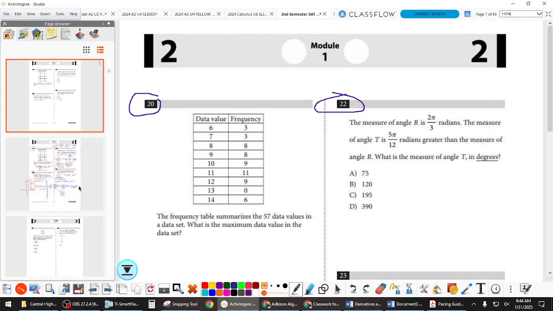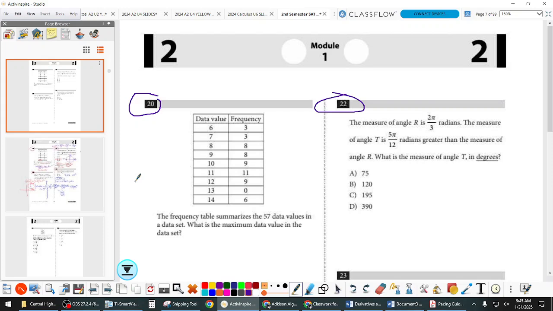Okay, the first one, this is just the list on the left side of the data values, and on the right, frequency means how many times it occurred in the data set. So think about this like maybe ages of some student group, okay? And then this is how many of those students were each age. That's what a frequency table means. So when it says what is the maximum data value, what would you say it is?